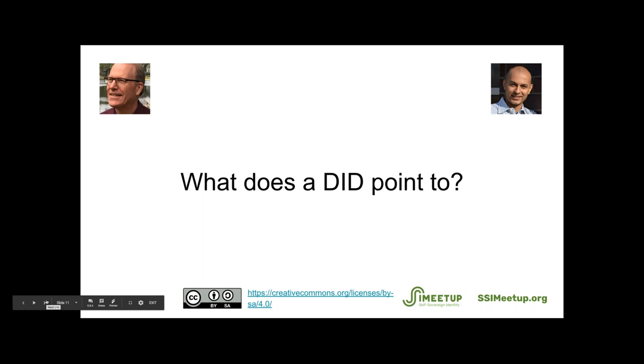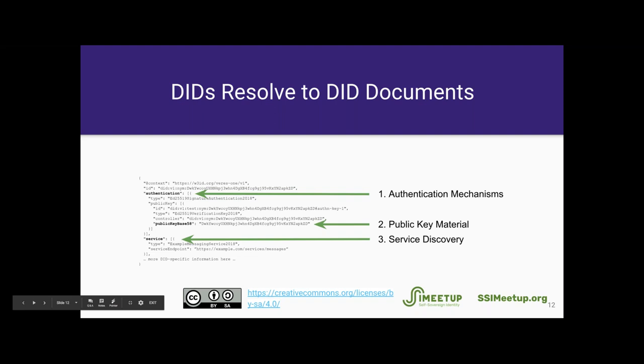So a DID points to a DID document, right? So that's the simple answer. Just like a website link points to a website page, a DID points to a DID document. And there are three pretty important things that live in that DID document.